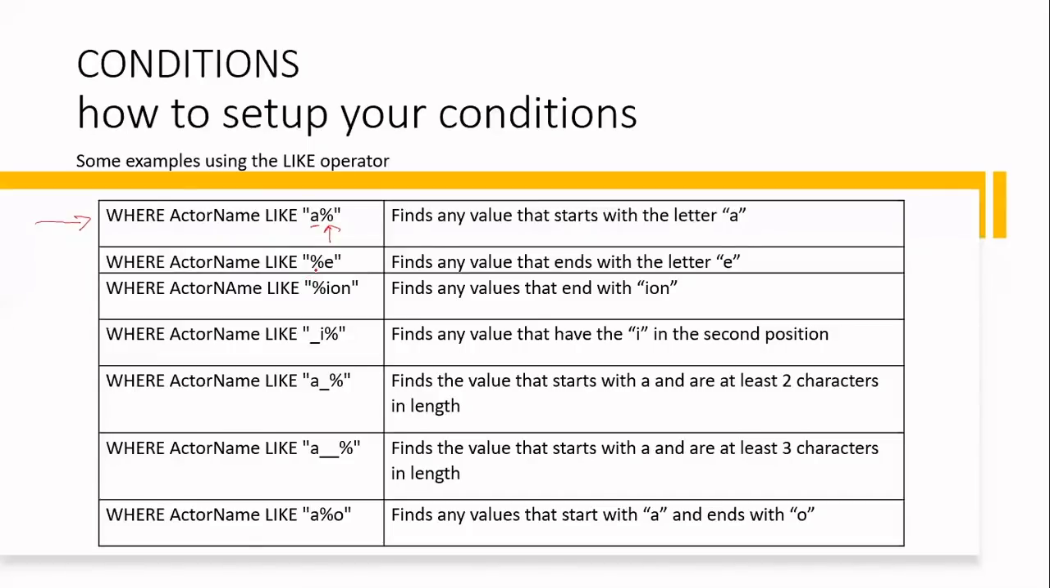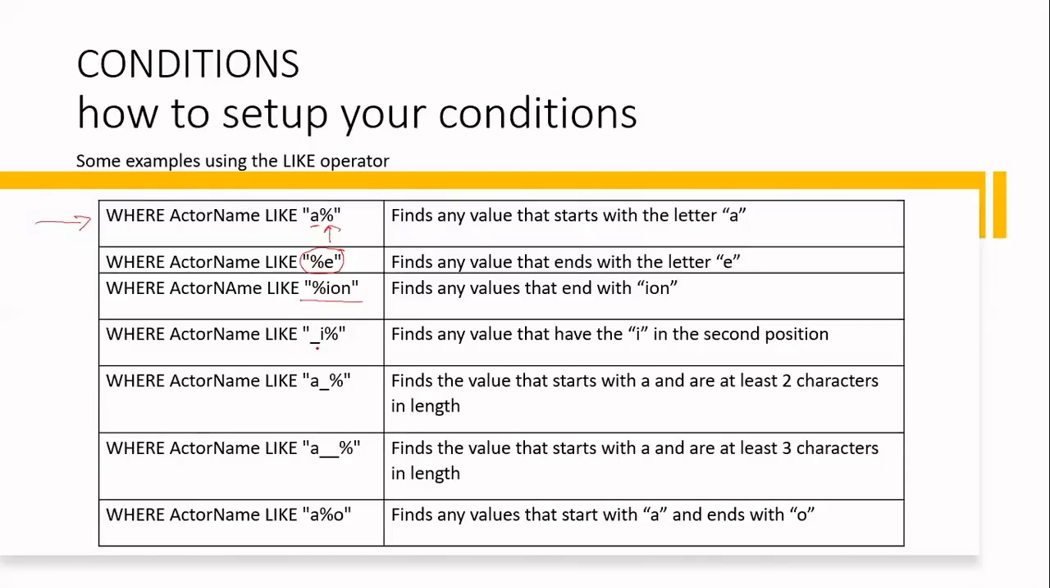Similarly, if you use the wildcard percentage and then you use an E, that will now return your actor names that end with the E. So the E is at the end of the actor name and anything can be in front of it. We could also have an example where we have a percentage with ION. That simply means it's ending with ION and anything before.